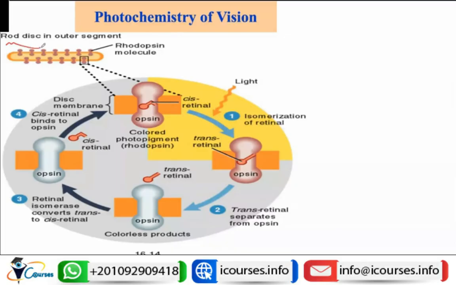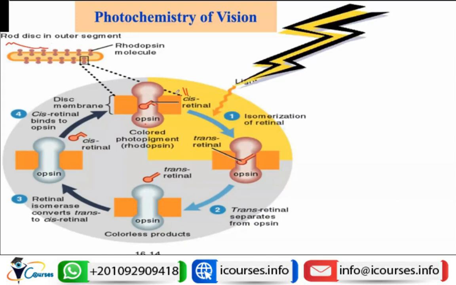In the rod outer segments, this is where the process of bleaching and regeneration occurs. This is the rhodopsin molecule, consisting of opsin bound with 11-cis retinal. What happens when light strikes the retina? This leads to decomposition of the rhodopsin into free opsin and other forms of vitamin A: bathorhodopsin, lumirhodopsin, metarhodopsin 1, and metarhodopsin 2, which is called the activated rhodopsin.